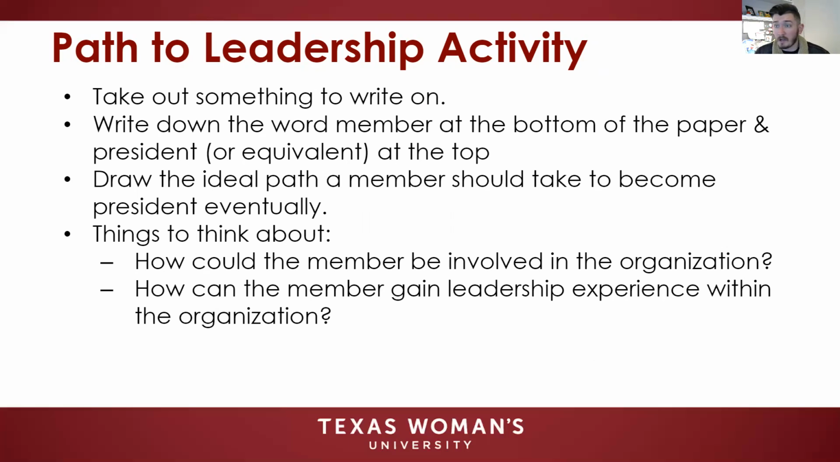Now, not every member is going to become president, but you want to think about, if we're having the perfect president, perfect executive director, what's the ideal path we would want them to take to become president eventually? I want you to draw that out, draw that straight line, and then on the different sides, okay, what each step we would want them to go through. Think about how could the member be involved in the organization? How can they gain leadership experience within the organization? What things are you doing to help them feel prepared to be in that position? Because yes, there are outside things you can do, but not every student is able to access those things based on schedule.